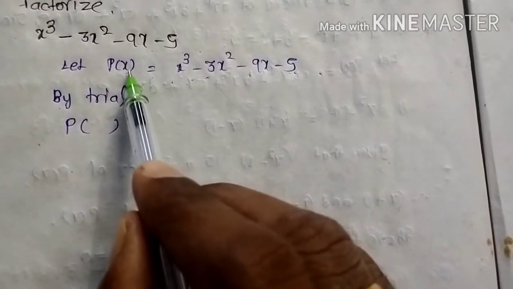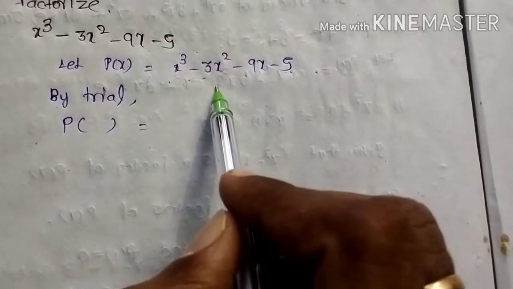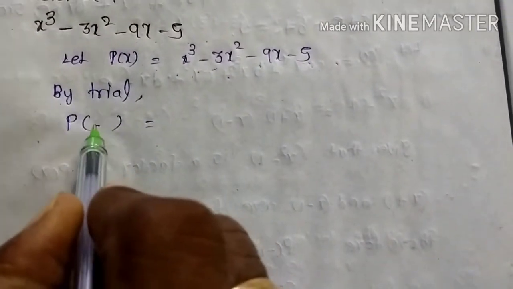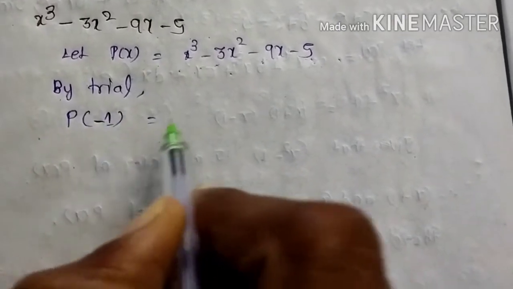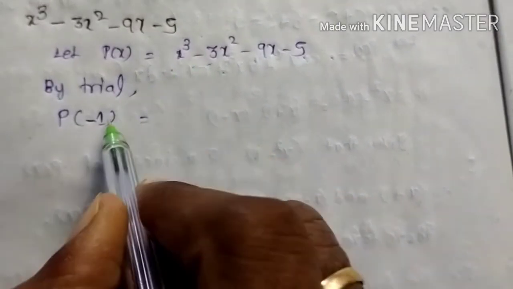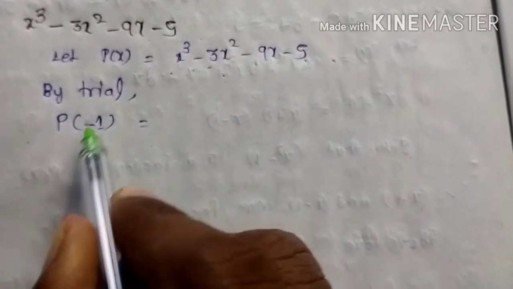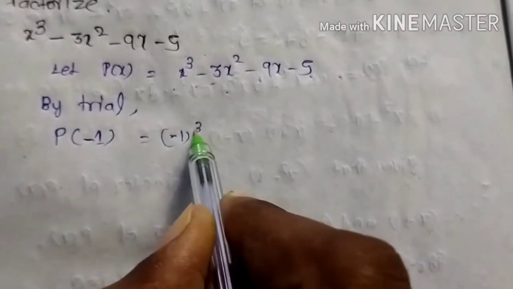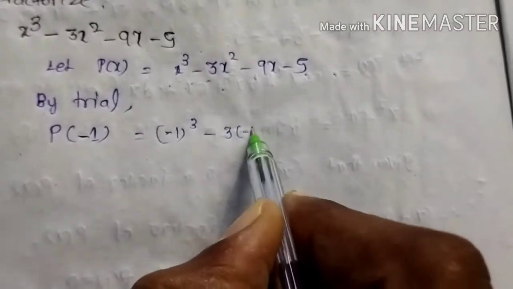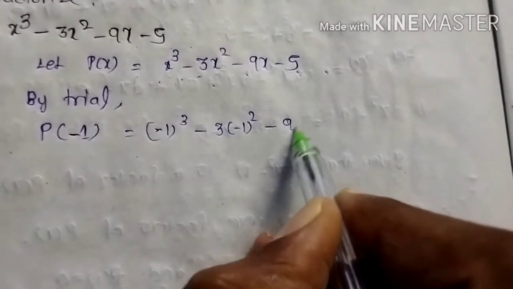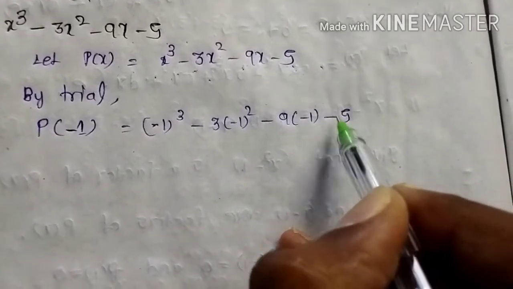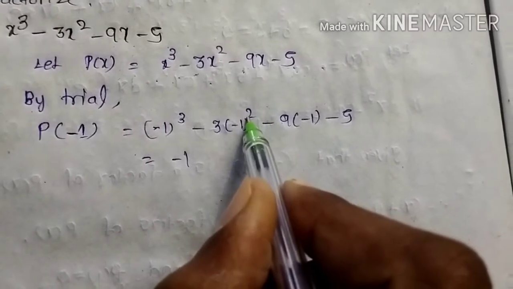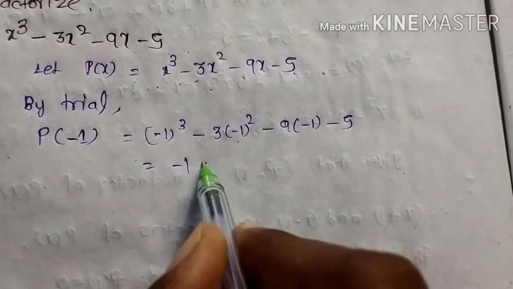So you don't take x is equal to 1. Once you can consider, see here, you can take x is equal to minus 1. You can substitute p of minus 1, I am taking here by trial. See here minus 1 whole cube minus 3 into minus 1 whole square minus 9 into minus 1 minus 5. See here minus 1 whole cube is how much? Minus 1 only here. Minus 1 whole square is 1, into 3 is minus 3 only here.